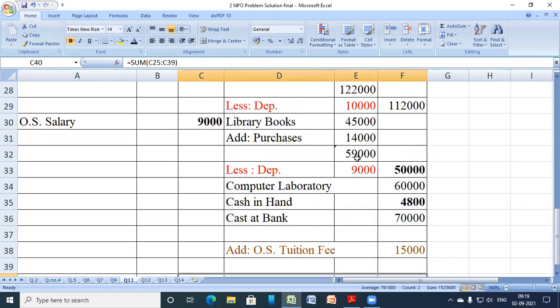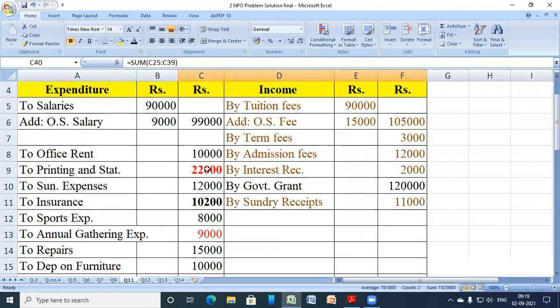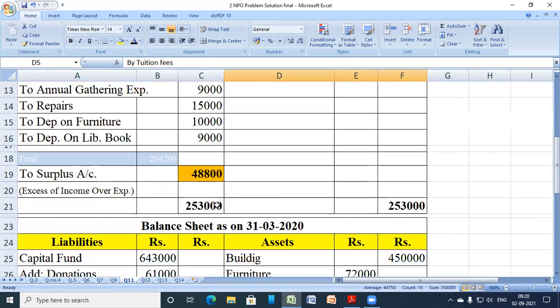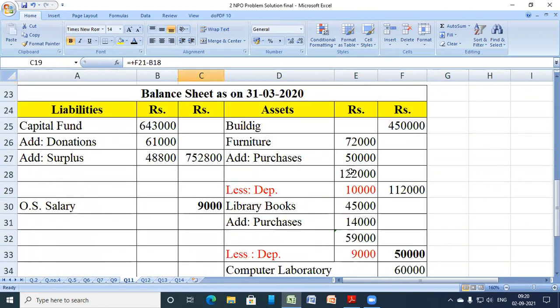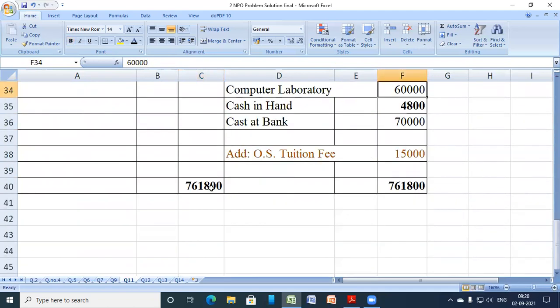Have a look on it. Income and expenditure account. No need to color it. The total is 2,53,000. Here debit side total comes to rupees 2,04,200. And we have minus this, so we arrive at a surplus of 48,800. Wrongly it is given in the book 48,000, but it should be 48,800. Thereafter we have transferred balance sheet items, and here we have to consider laboratory as 60,000 instead of 45,000. Now your answer is tallied.